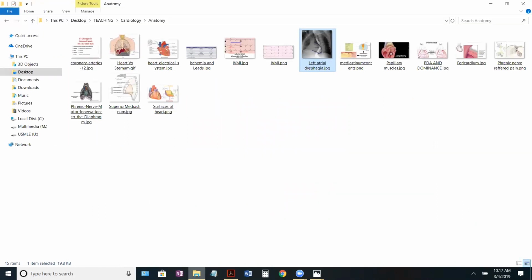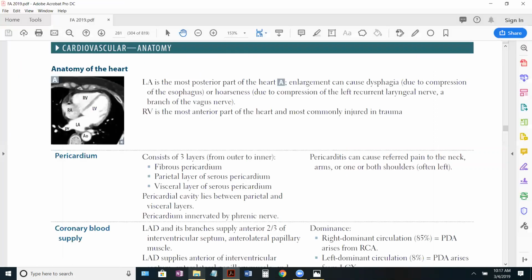I took a picture of the recurrent laryngeal nerve and I am not seeing that picture here. I will show you later on how the hoarseness occurs. Just remember that the left recurrent laryngeal nerve is winding around the arch of the aorta, and the arch of the aorta is just above the left atrium. So if the left atrium is getting enlarged, that left recurrent laryngeal nerve can be compressed between this enlarged left atrium and the arch of the aorta. So just remember that due to this mechanism, the hoarseness occurs.